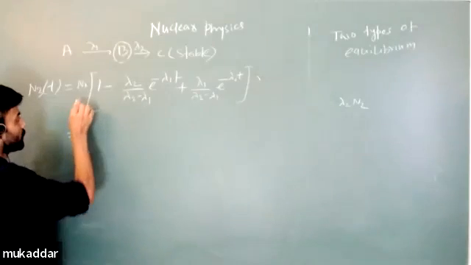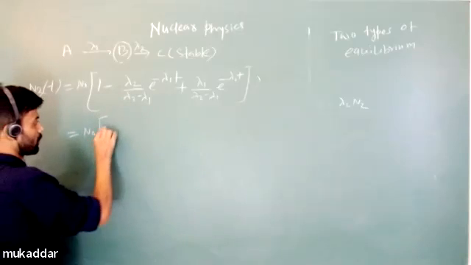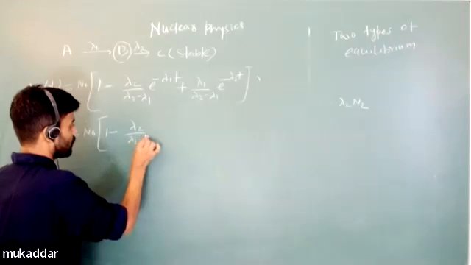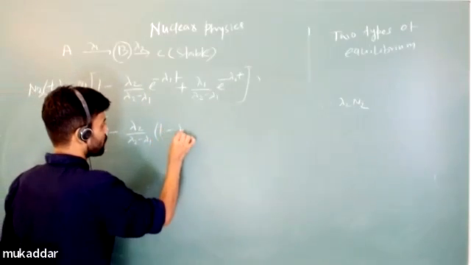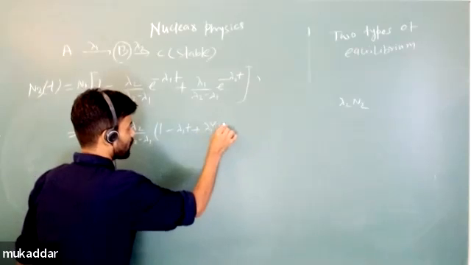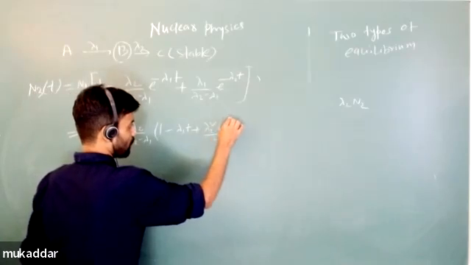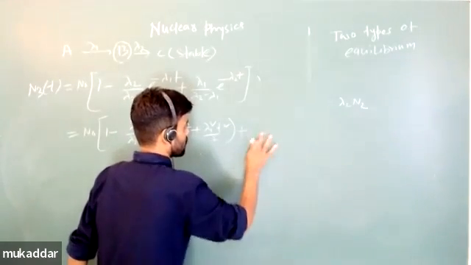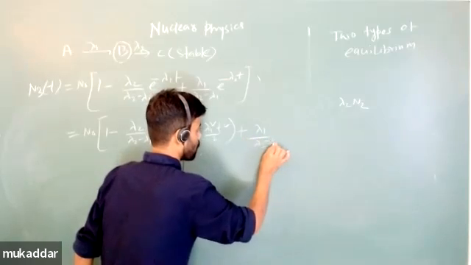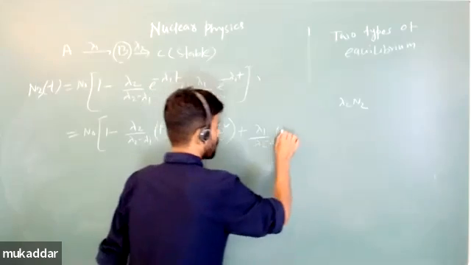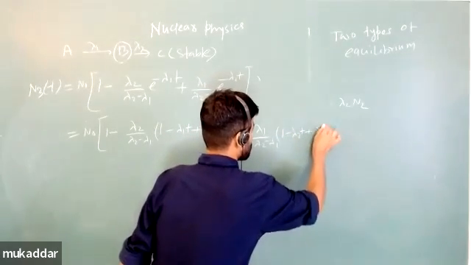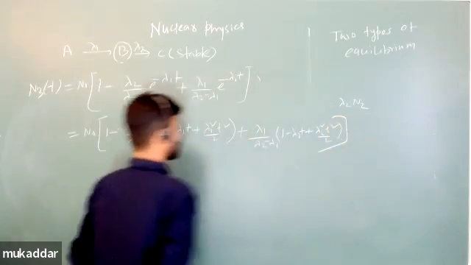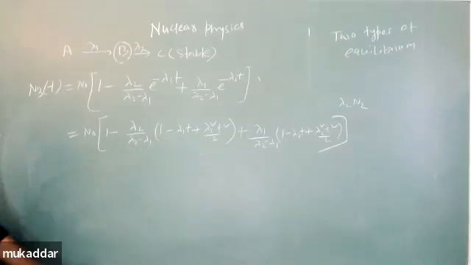Now, since time is so small, we'll expand up to the quadratic term of time. So it will be 1 minus lambda 2 divided by lambda 2 minus lambda 1, times 1 minus lambda 1 t plus lambda 1 square t square by 2. Factorial 2 means 2. I'll ignore the higher order terms because the time is so small. Similarly for the third term, lambda 1 divided by lambda 2 minus lambda 1, times 1 minus lambda 2 t plus lambda 2 square t square by 2.